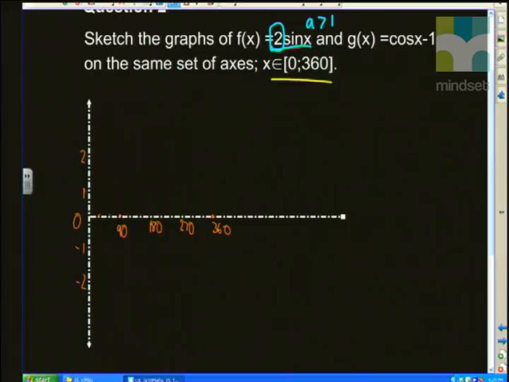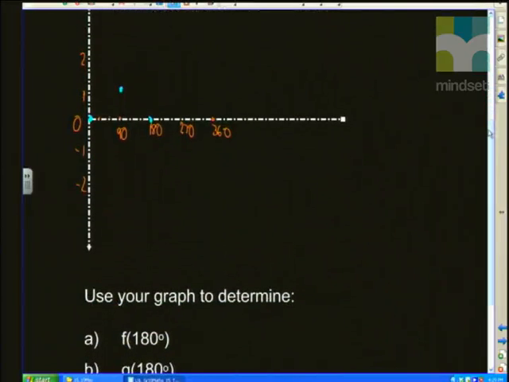Your key points on your sine graph: we know that at 0, it's 0. At 90, your normal sine graph is 1. We know that it cuts the x-axis again at 180, and then the minimum point at 270 is -1. I'm trying to keep that in line going across.